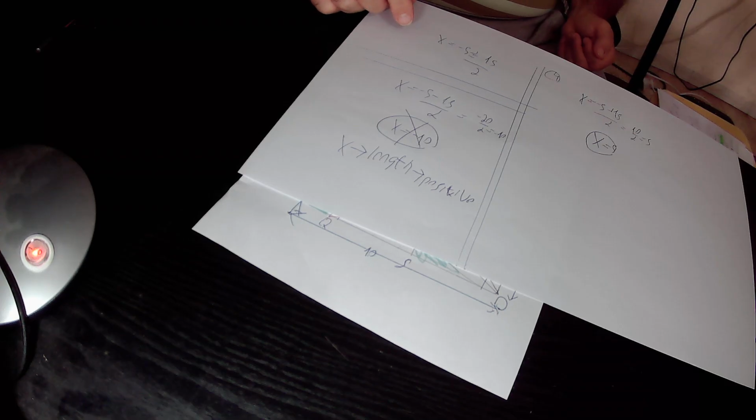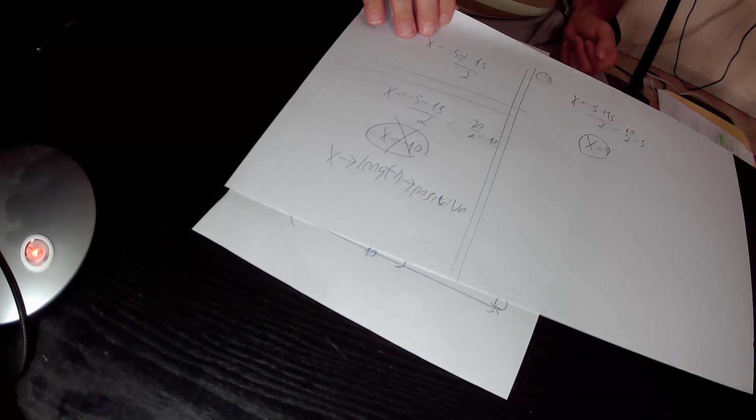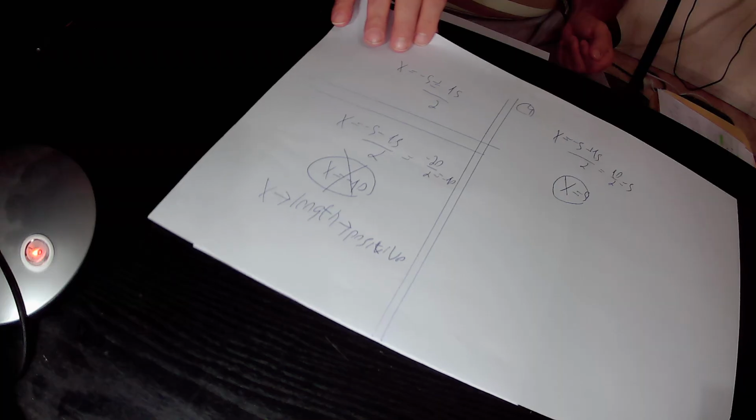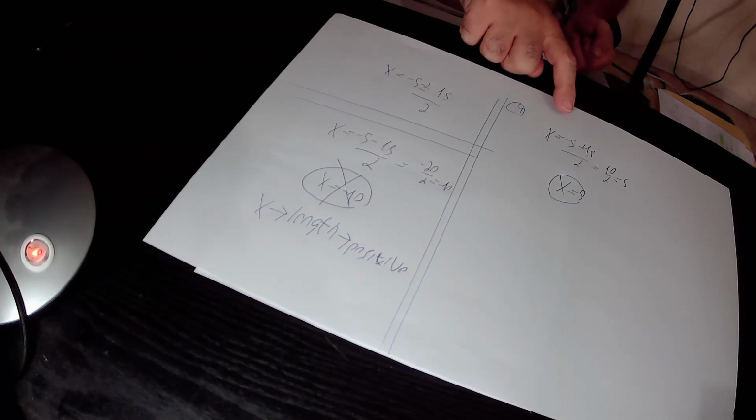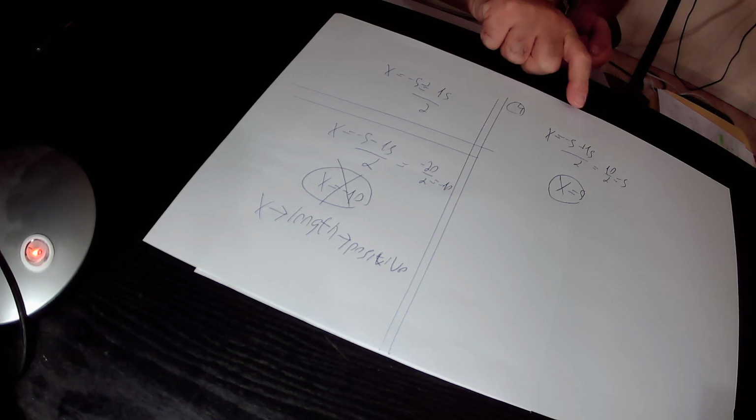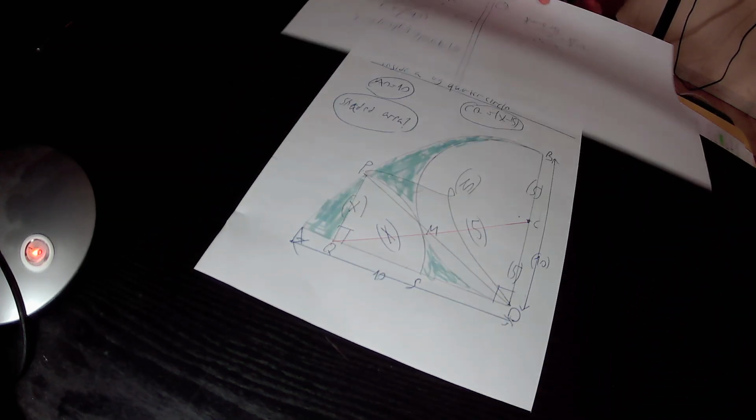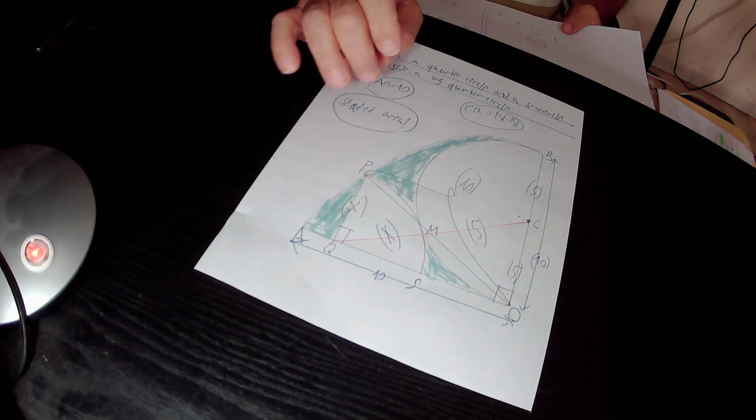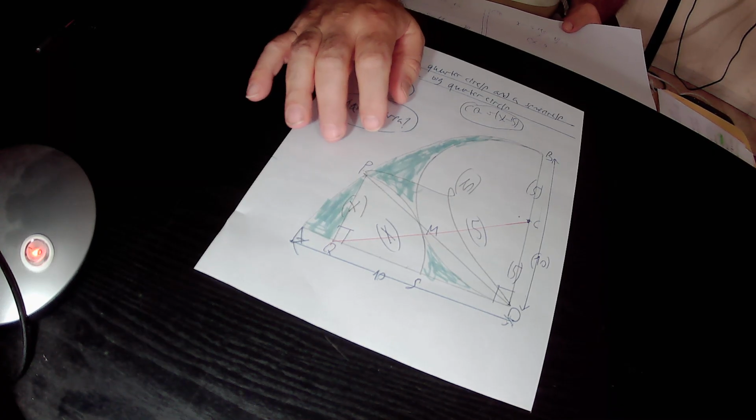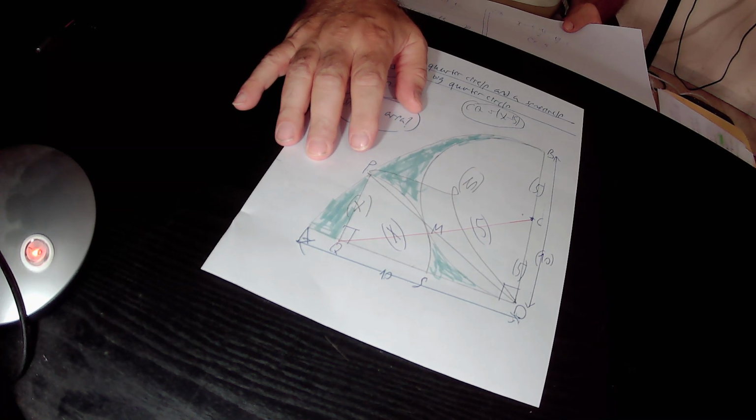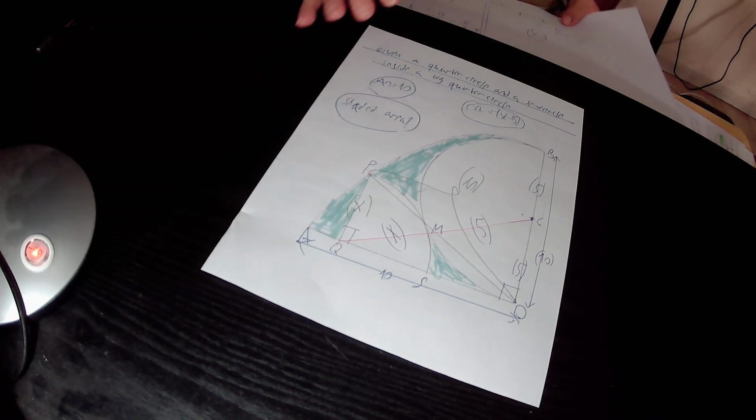So we'll take into account only the second solution for x. According to the second solution, x equals minus 5 plus 15 over 2. Minus 5 plus 15 is 10, and 10 over 2 is 5. So the second solution for x is that x equals 5 units in length. That is to say, the radius of this small quarter circle PQS is equal to 5 units in length.